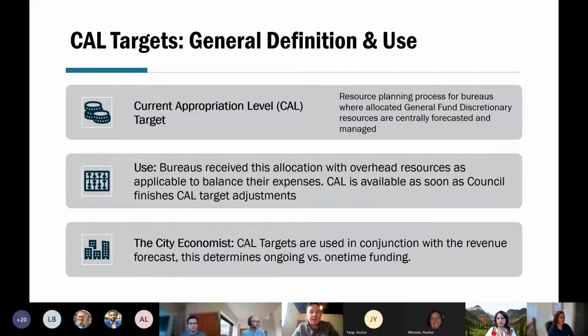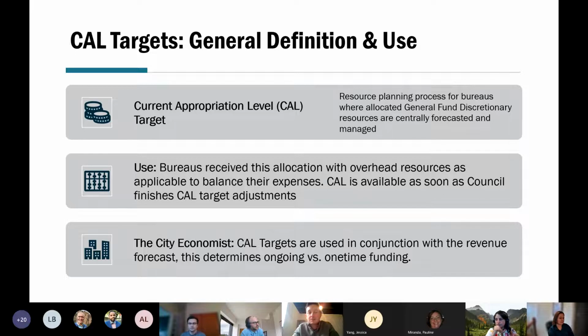And so just general definitions. The Cal target is a resource planning process for bureaus where allocated general fund discretionary resources are centrally forecasted and managed. And so we'll be releasing these later today, where you get the big number that you'll budget to. Bureaus receive this allocation with overhead resources as applicable to balance their expenses.